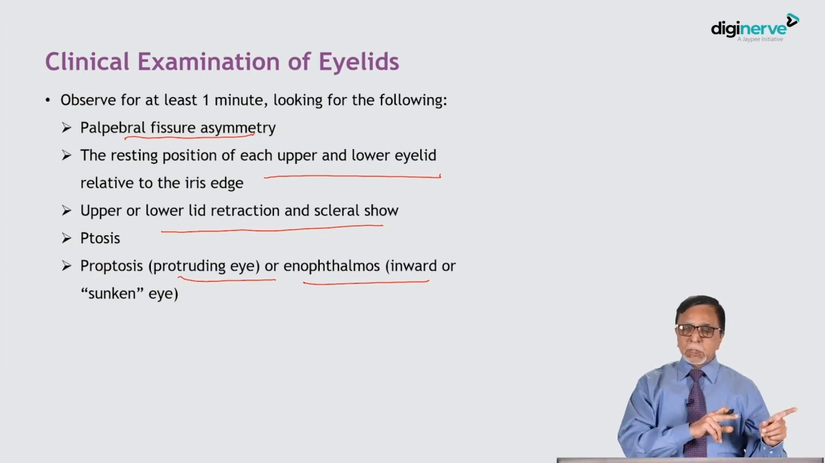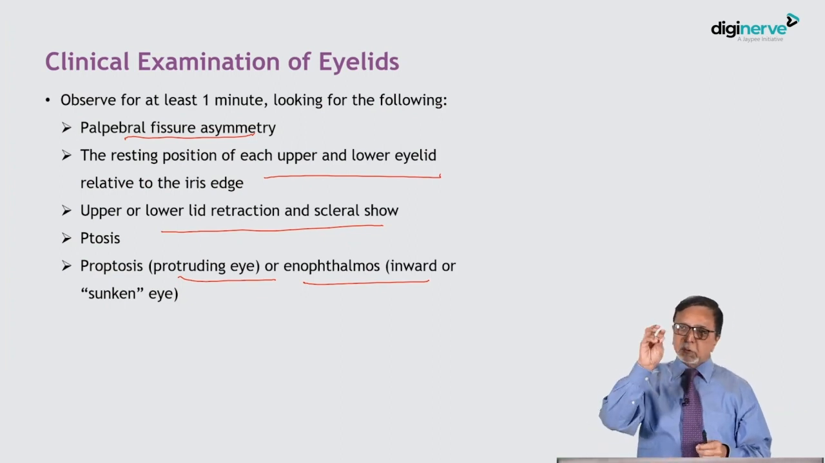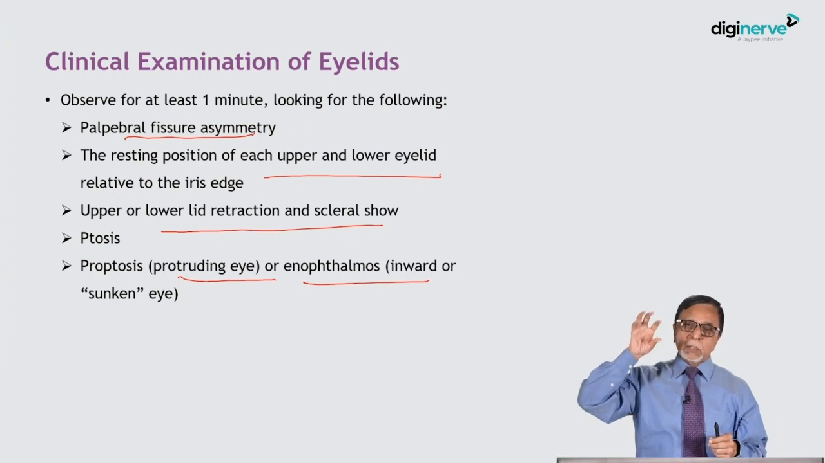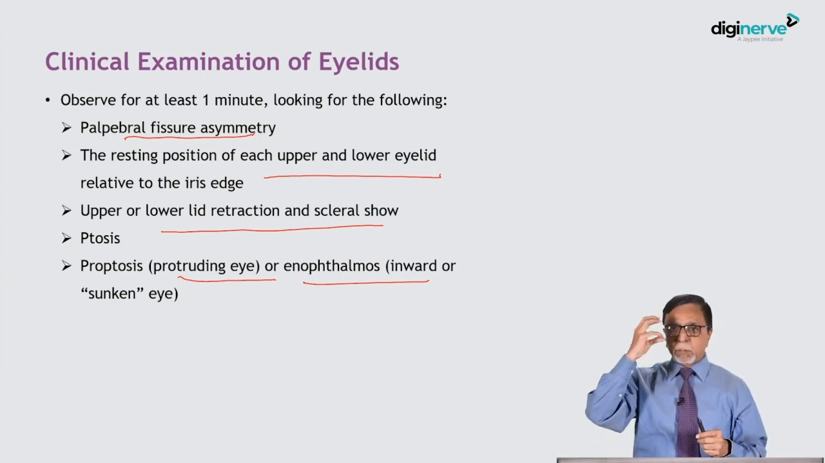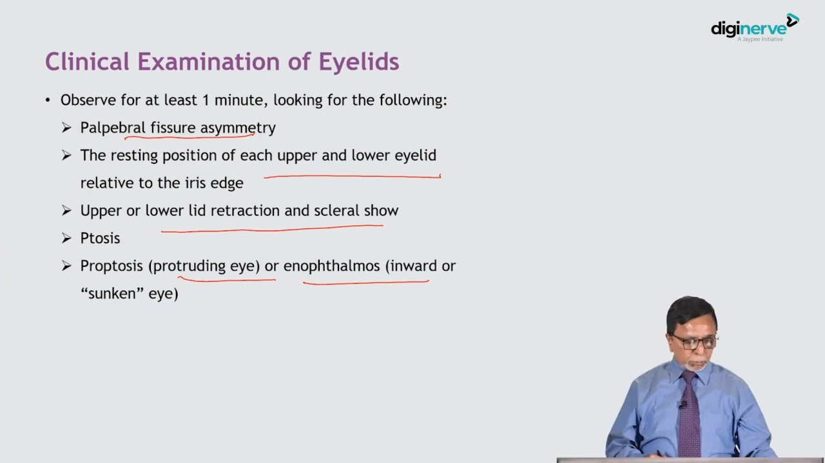One entity I just mentioned is Horner syndrome. It can also be like some anophthalmos, or if phthisis is setting in, then also the eye may become small because of loss of fibrofatty tissue.